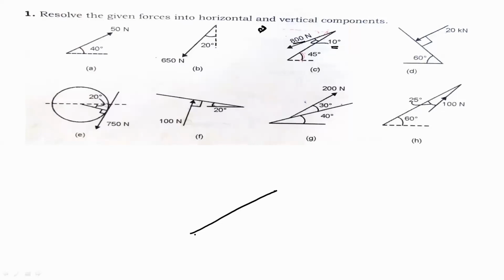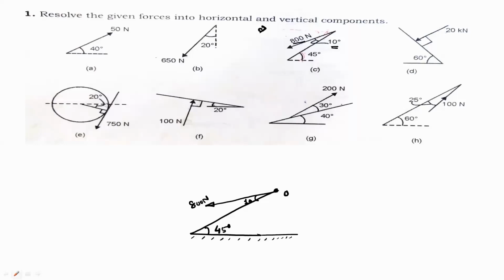So there is one inclined surface, and this angle is given as 45 degree. On this inclined surface, suppose this point is O. At point O, the force acting is 800 Newton. This angle is specified as 10 degree. When we resolve the force along the x and y direction, we must know the angle with respect to either the x axis or the y axis.